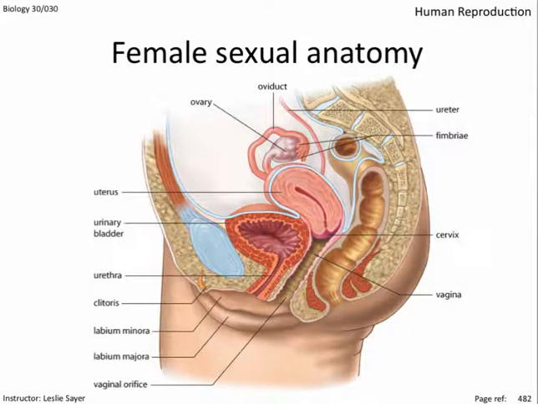The female sexual anatomy. You should know this diagram and be able to label it. You follow the path from the egg, from oogenesis, to the uterus after fertilization, or out of the body with menstrual flow.